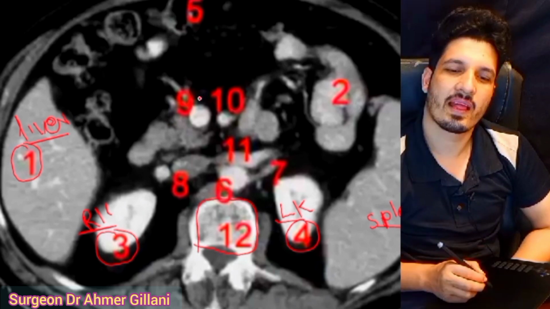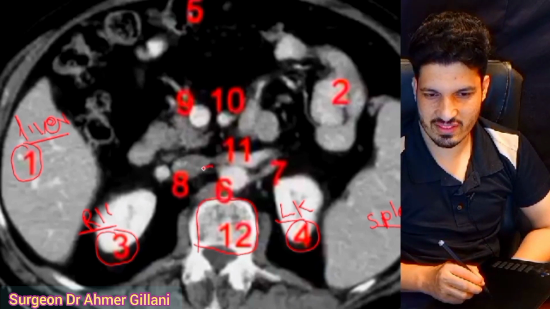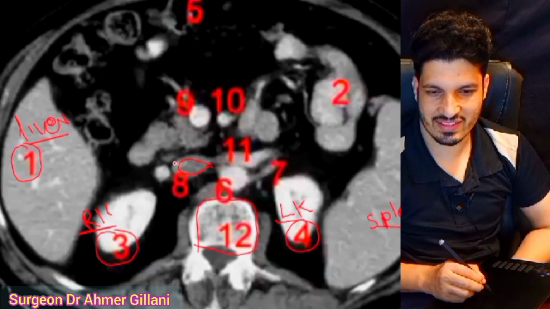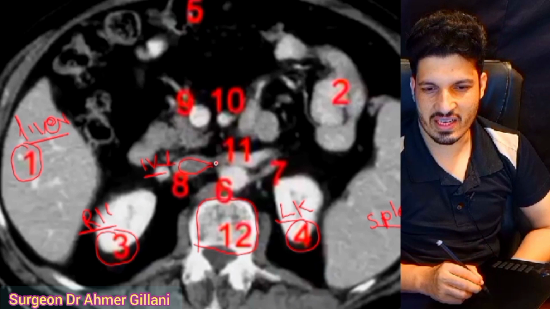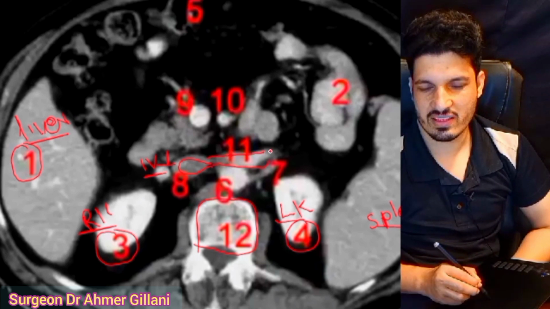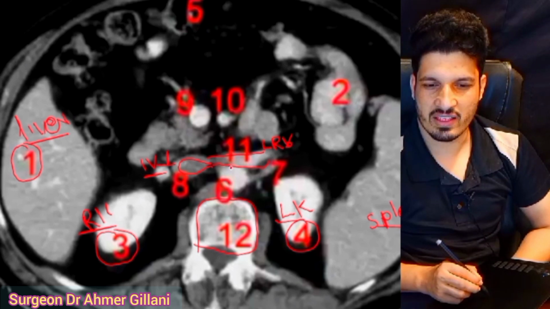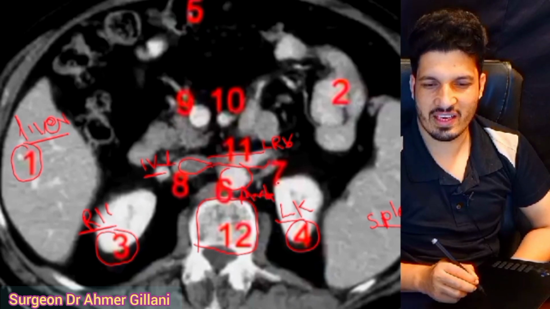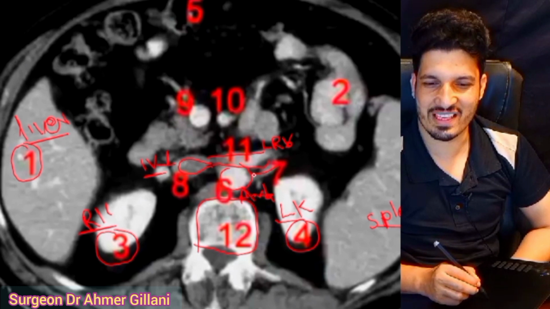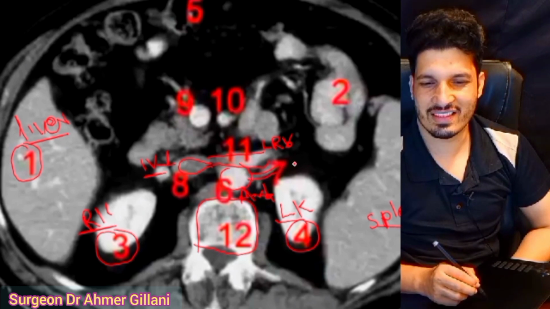Okay, and structure number 8, it's the IVC, and from the IVC the structure number 11 is arising, it's basically the left renal vein going towards the left kidney. And structure number 6, this is the aorta. Okay, and from the aorta structure number 7 is arising, and this is the left renal artery.